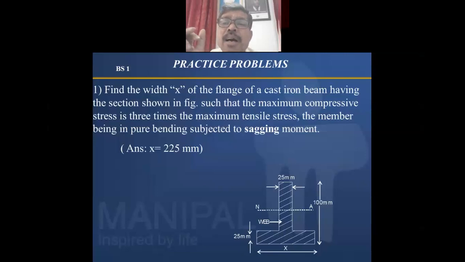The beam having the section shown in the figure is such that the maximum compressive stress is 3 times the maximum tensile stress. So sigma T, sigma B, you have to develop the relation and you have to find out the CG of this inverted T section. So I am now requesting you to find out the CG of this diagram. First find out CG and then find out Ixx.